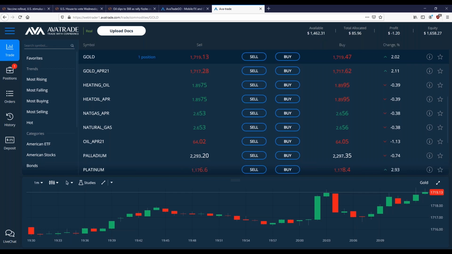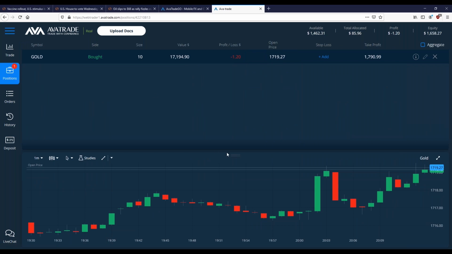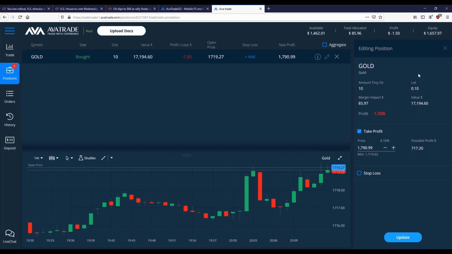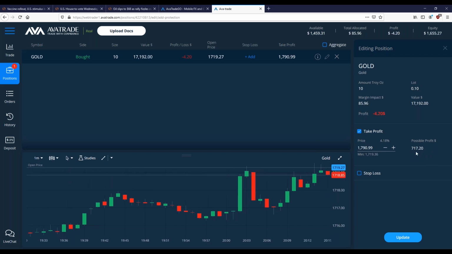Okay, so that's an option that you have with the web trader and with AvaTrade Go, is to put Ava Protect on your trades. And so my take profit, look at my potential profit, $717 potential profit. I only paid 100 or so for the protection for 2 days. Certainly that event tomorrow, this stimulus being passed, could drive up the price of gold.